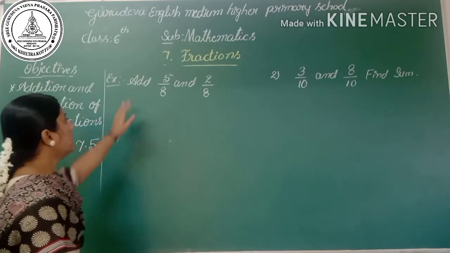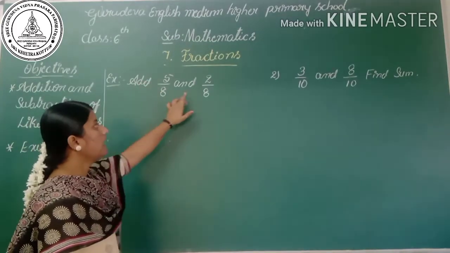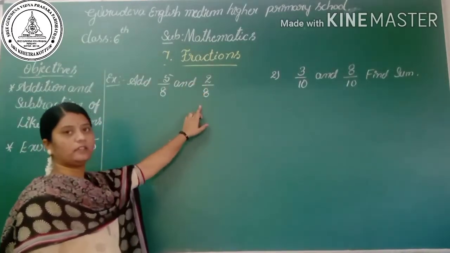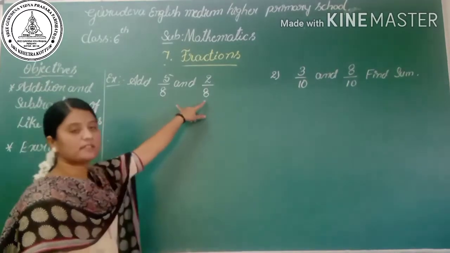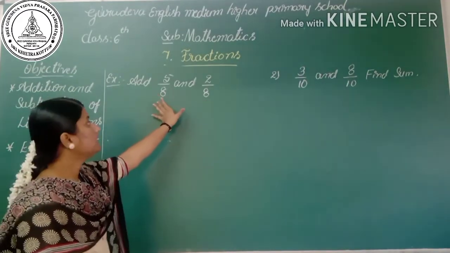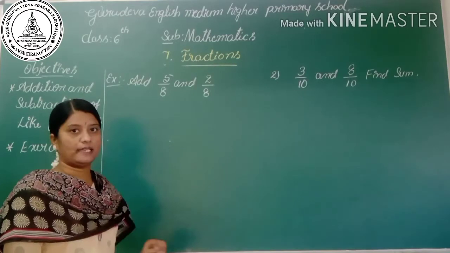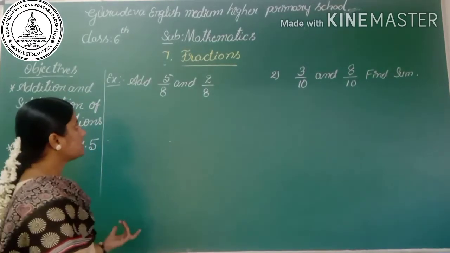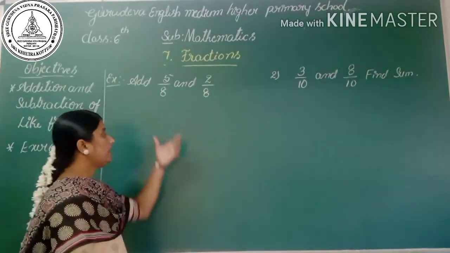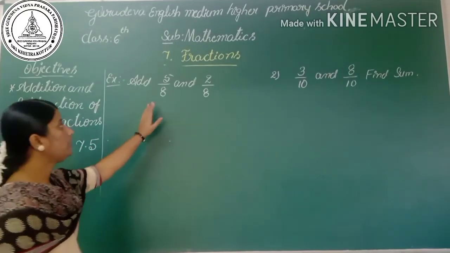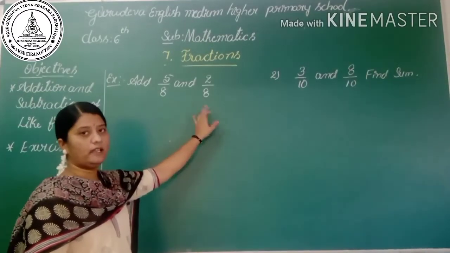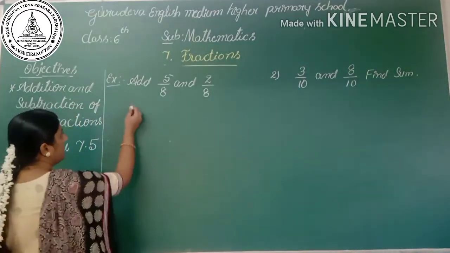You see here, add 5 by 8 and 2 by 8. As you can observe here, both the fractions have the same denominator, so these two fractions are like fractions. In the first step, how can we add that? In the first step, we have to write the two fractions using the addition symbol.